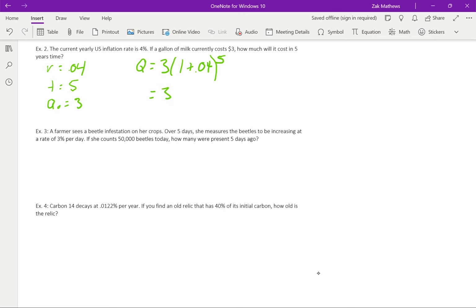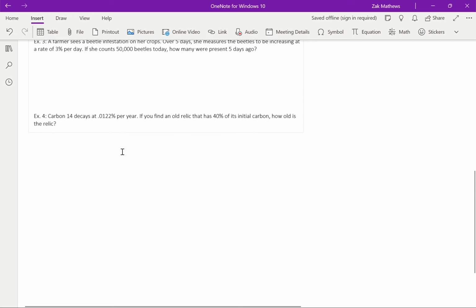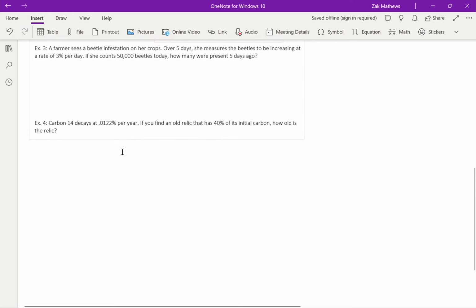We get 3.65 when we round it to the nearest cent, and that would be dollars. So we can state in 5 years' time, a gallon of milk will cost $3.65. That one was relatively straightforward, same formula, just plug everything in.